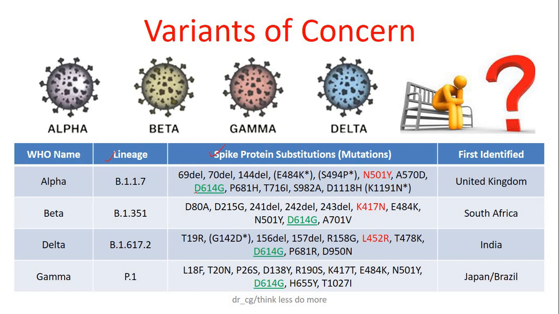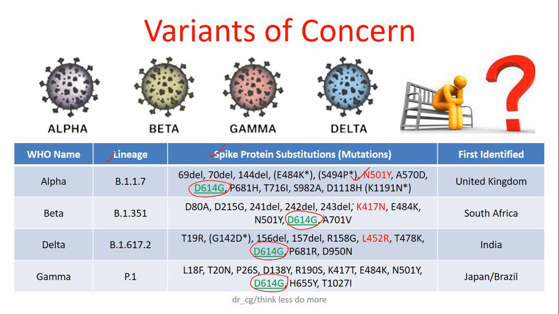Here you can see the D614G mutation is present in almost all of them. It's a substitution at the 614th amino acid. D means aspartic acid and G means glycine. This is the main mutation which makes this virus capable of infecting human beings. Other specific mutations in the specific variants are also highlighted.